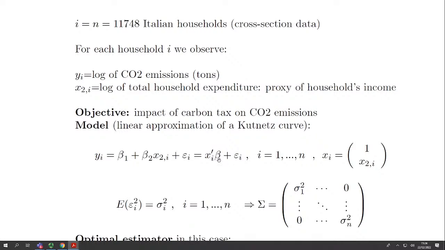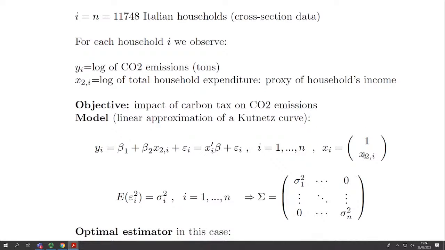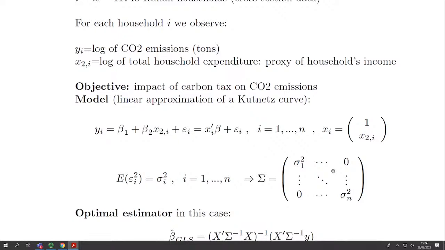So the model can be written like this, where the xi vector of regressors includes 1, because I have a constant. The regressor I have here is 1, and then x2i. Imagine that my assumption is, I'm pretty sure that there is some heteroscedasticity, different variances in my data set. So the variance depends on the index i, on the household, which is quite reasonable.